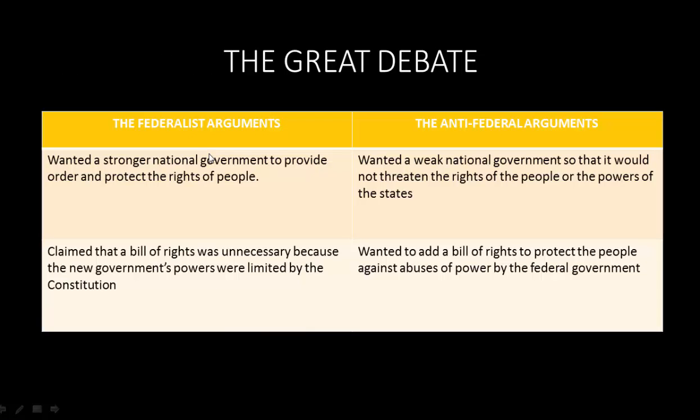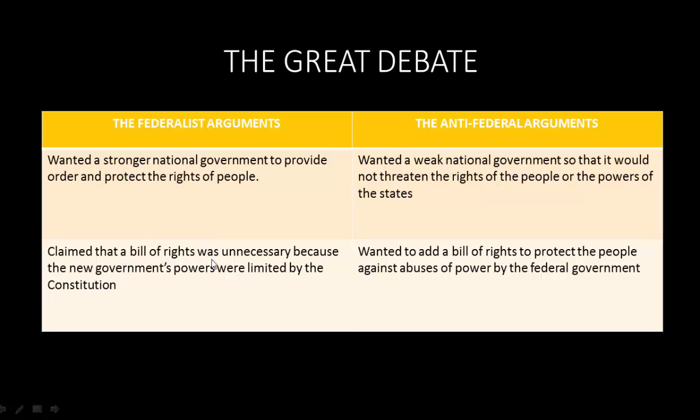All right. What is the Great Debate? Well, you have two sides. You have a group of people known as the Federalists, and you also have a group known as the Anti-Federalists, with the anti-federal arguments. So what did the Federalists want? They wanted a stronger national government. Why? The federal government at the top needed more power to protect, to provide, and to take care of the people. They also said that a Bill of Rights was not necessary.